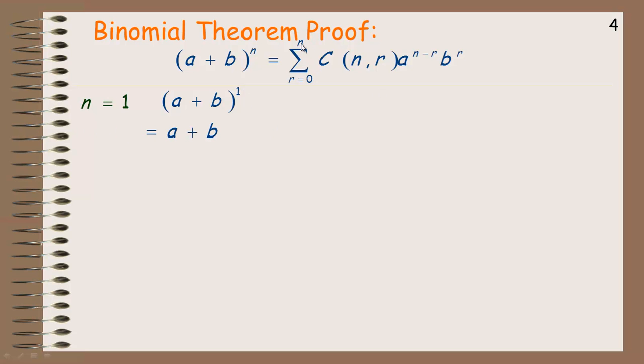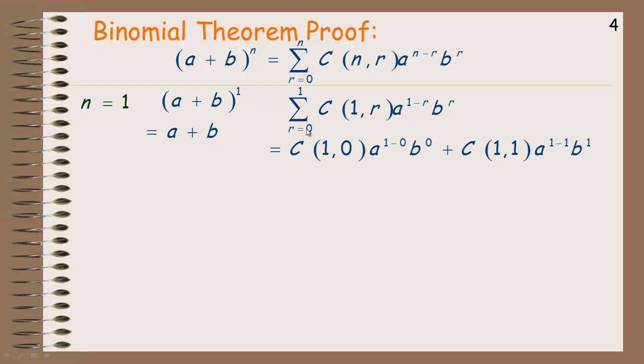We want to show that if we put 1 in place of n here, here, and here, that's going to generate the two terms a plus b. So if we put 1 in place of n, that's what it looks like. Now, r starts counting at 0 and goes to 1, so there are two terms, which are those two. If we put 0 in place of r, then the first combination is 1 choose 0, a to the 1 minus 0, b to the 0, plus, and then we put 1 in place of r, so it'll be 1 choose 1, a to the 1 minus 1, and b to the 1.